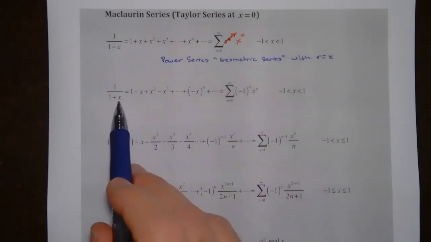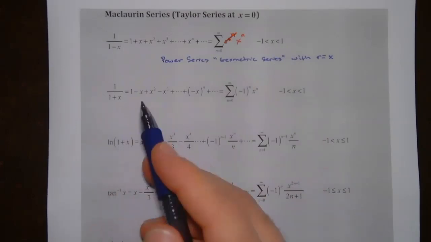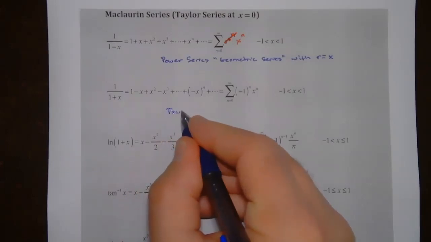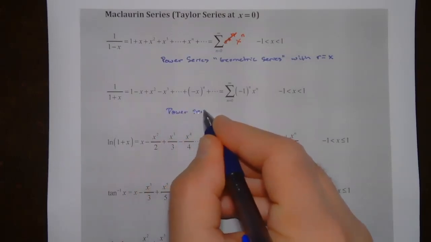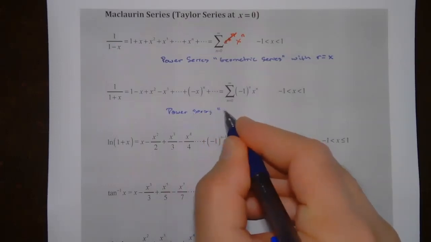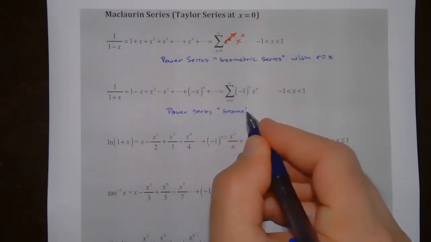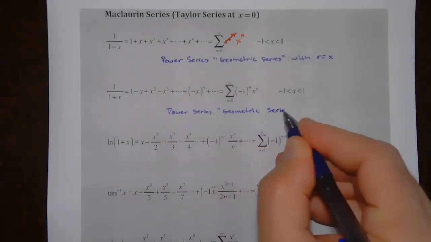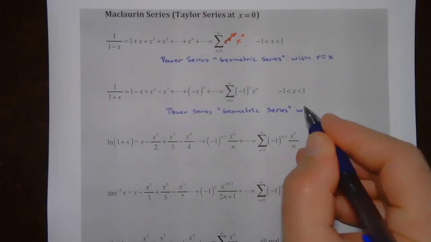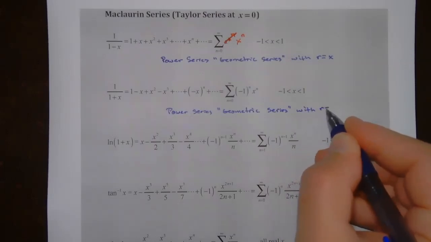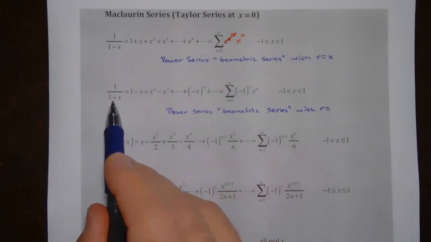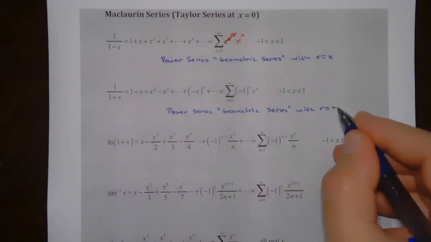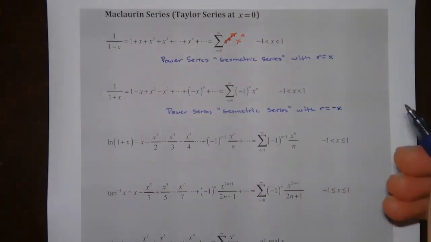This one is also a power series, and it comes from a geometric series. Let's write this power series. It's a geometric series with r equal to, okay, so it has to be minus here. You have to be subtracting, so it's minus a negative x. So that's what our r is. R is negative x.